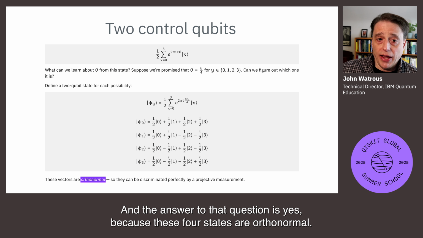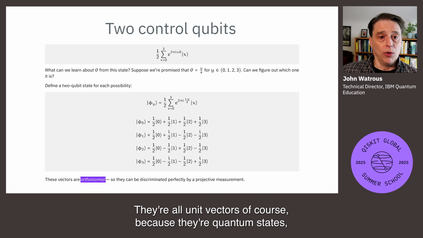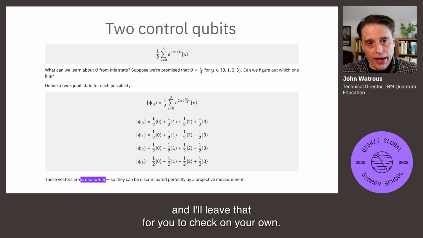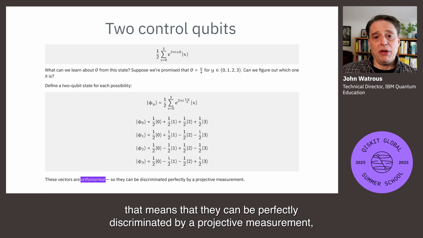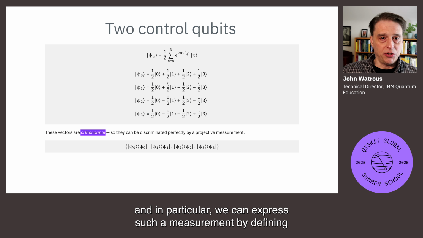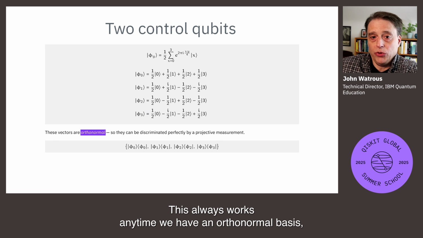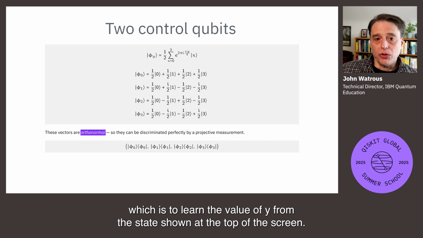And the answer to that question is yes, because these 4 states are orthonormal. They're all unit vectors, of course, because they're quantum states, and if you compute the inner product between any pair of them, you will get 0, and I'll leave that for you to check on your own. Because they're orthonormal, that means that they can be perfectly discriminated by a projective measurement. And in particular, we can express such a measurement by defining one projection for each vector like we have here. This always works anytime we have an orthonormal basis, and we conclude that it is therefore possible to accomplish our task, which is to learn the value of y from the state shown at the top of the screen.